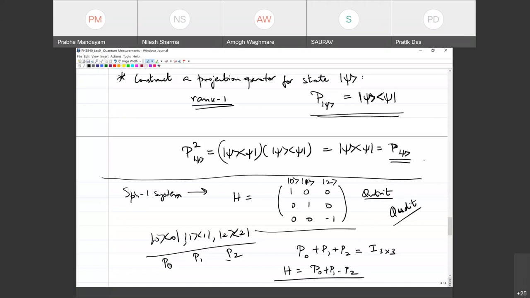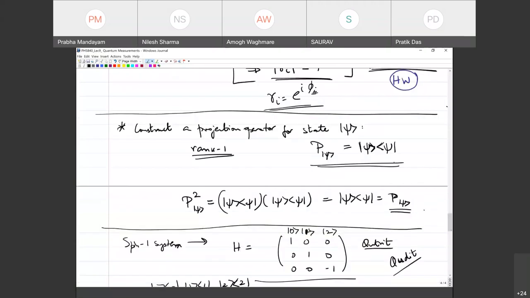Sure. Ma'am, for the psi state that we have defined the projection operator, it's just a projection on itself. Indeed. This P psi, this psi psi, is indeed a projection onto psi itself. So that's what I mean by projection operator for the state psi. Maybe I should say on the state psi.